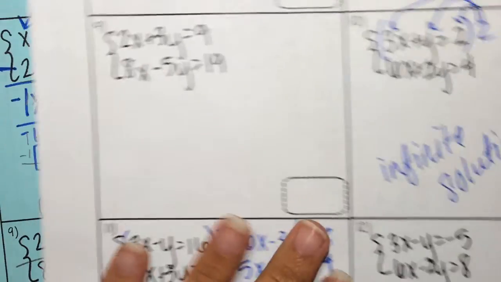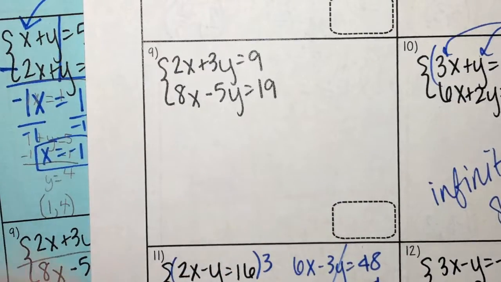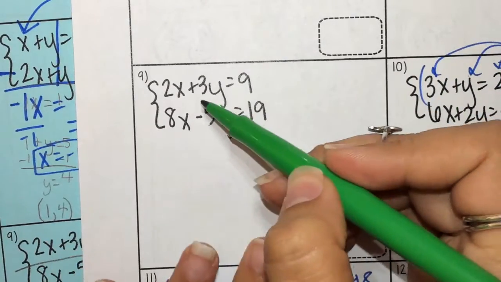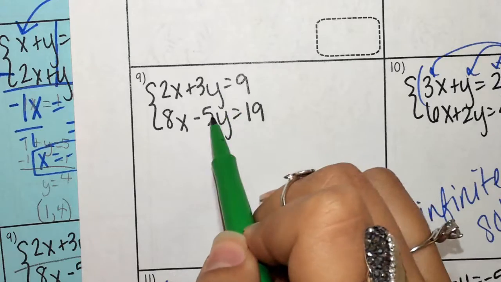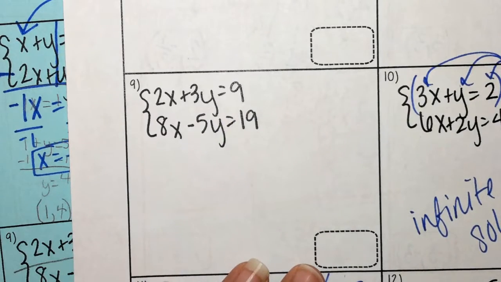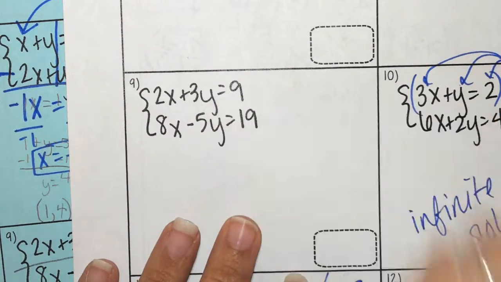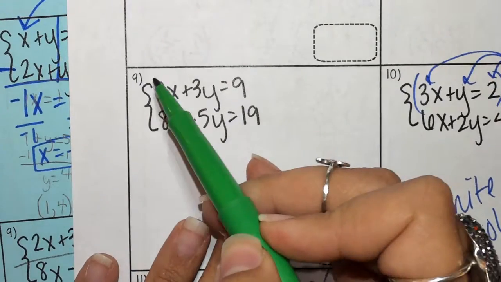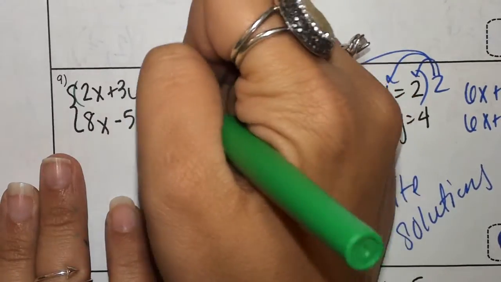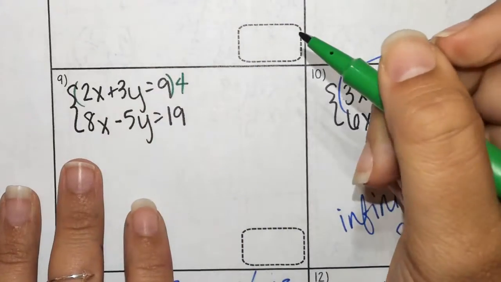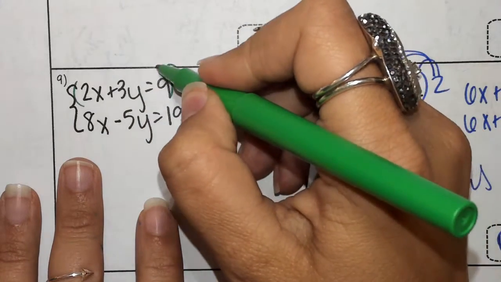All right, number 9. I did not work that one out, but I will do it real quick. Can we multiply 3 by anything to get 5? No. Can we multiply 5 by anything to get 3? No. Can we multiply 2 by anything to get 8? Yes. So we're going to multiply the top equation by 4.